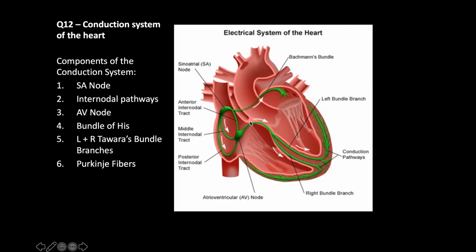So this is a nice picture of the conduction system of the heart, composed of the SA node and the internodal pathways, as you can see here, connecting the SA node to the atrioventricular node. There's also Bachmann's bundle, which connects both atria, the right atrium and the left atrium. You have the AV node, bundle of His, and the left and right Tawara's bundle branches, the left bundle branch here, the right bundle branch here, and the Purkinje fibers going down from the base of the ventricle all the way back to the apex.